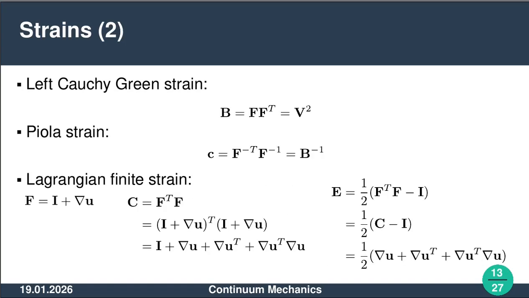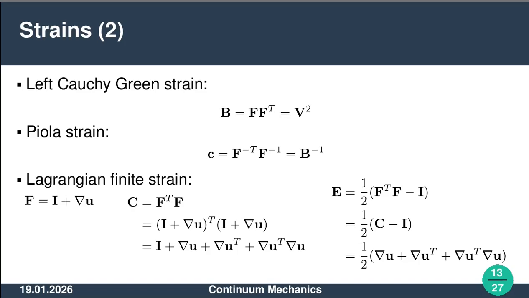So further, we get the left Cauchy-Green strain tensor, which is B equal F times transpose of F. It's also equal to the square of V. We also have the Piola strain, small c, equal to the transpose of the inverse of F times the inverse of F. It's also equal to the inverse of the left Cauchy-Green strain.